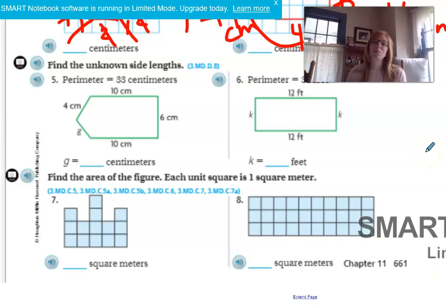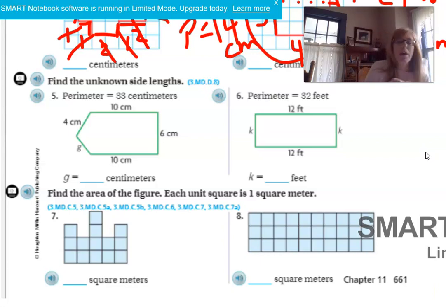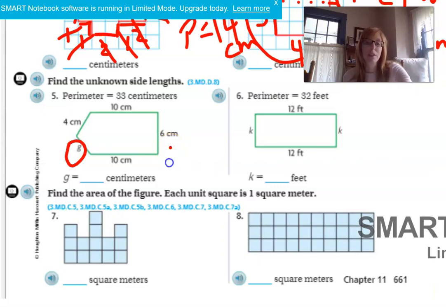Okay, so this one is find the unknown side. I love these ones because it's a little more challenging. I love anything that's a challenge instead of just super easy. Okay, so we have 33 centimeters total. We are looking for this letter, G. Remember, when you are doing algebra, for the unknown sides they're going to use a letter, and if they use a letter, it's always lowercase. Okay, so we have 10 plus 6, and that's 16. Then we have 16 plus another 10, so that's 26. Then we have 26 plus 4, so that's a total of 30.